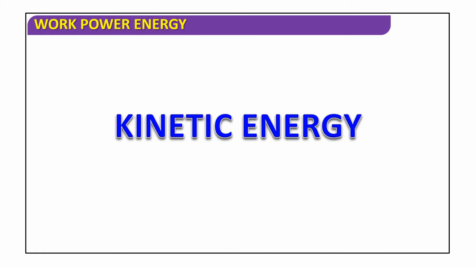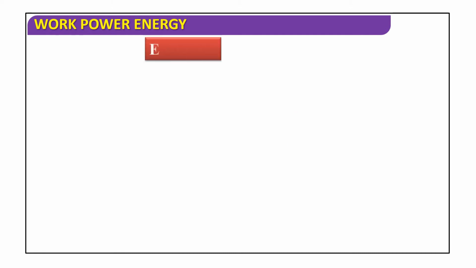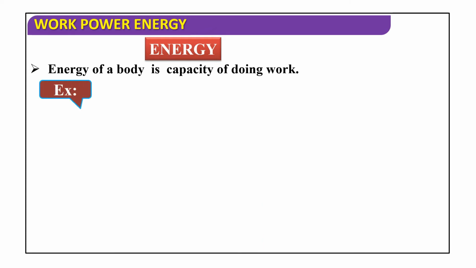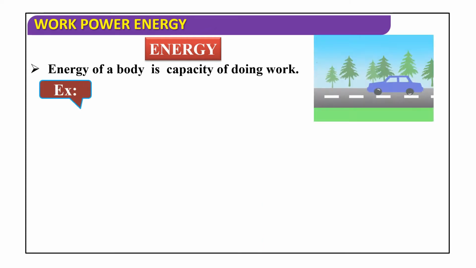Okay, let us go to today's session. First one, energy. What is meant by energy? Let us discuss. Energy of a body is the capacity of doing work. So, capacity of doing work is known as energy. Our ability to do work is known as energy. Now, let us discuss examples.